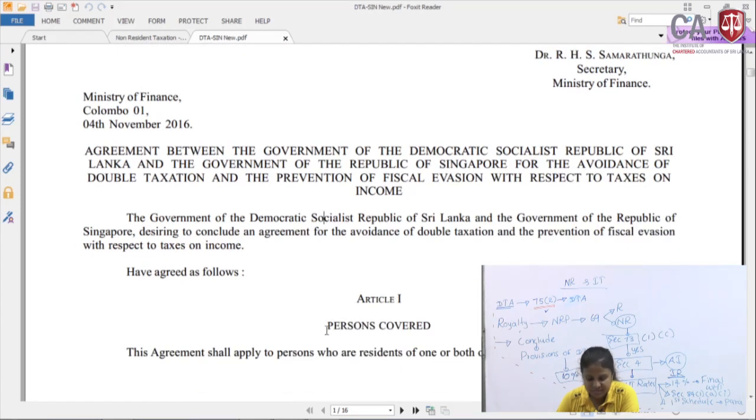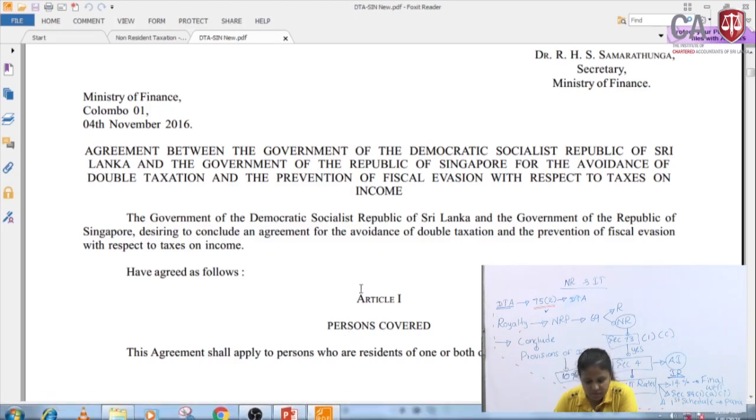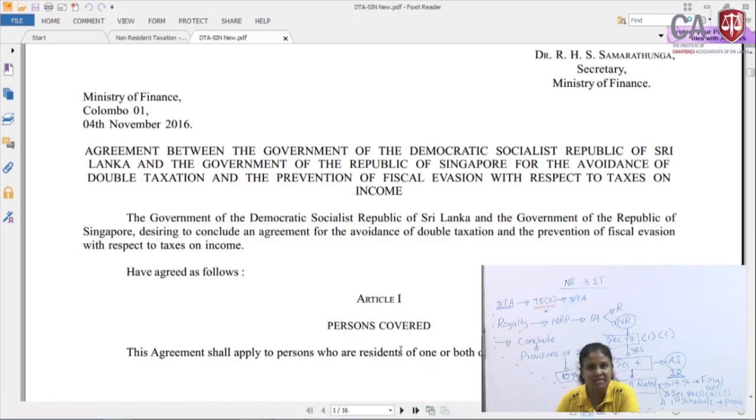Okay, then persons covered in the double taxation agreements, let me explain a little bit. There are sections in the Inland Revenue Act; in the double taxation treaties, there are articles. Article 1 is for persons covered, article 5 for permanent establishment, article 7 for business income. Likewise, in your answer you have to refer to that article and write the answer. Okay, clear?